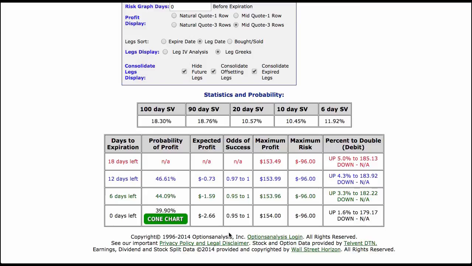All right. This also shows you things such as odds of success, maximum profit, maximum risk, and of course the percent to double. How far does the stock need to move before you see a double in your option trade?